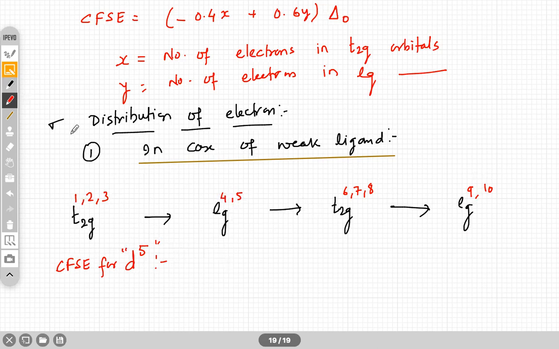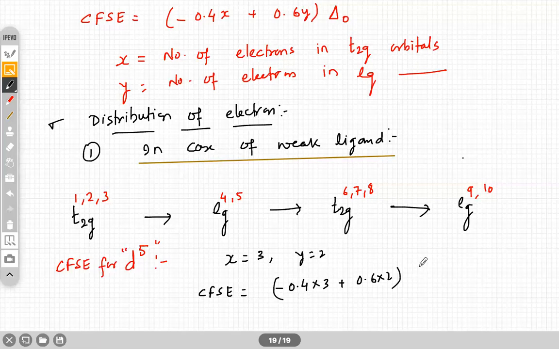What is the X value? Could you tell me? X value is 3. Y value is 2, right? Yes, sir. So you substitute these X and Y values here and find out CFSE with this formula. That is minus 0.4 times 3 plus 0.6 times 2 delta O, and this equals 0 crystal field splitting energy. Is it 0? Yes. CFSE is 0 for this one.